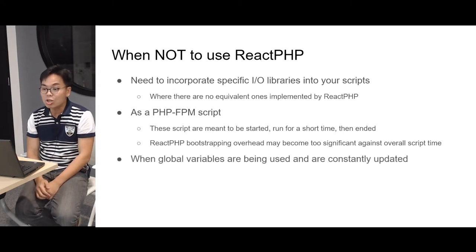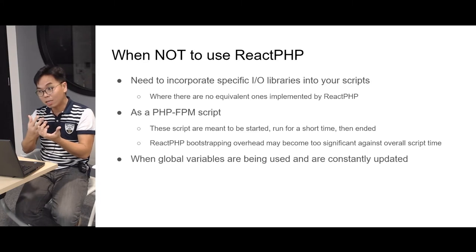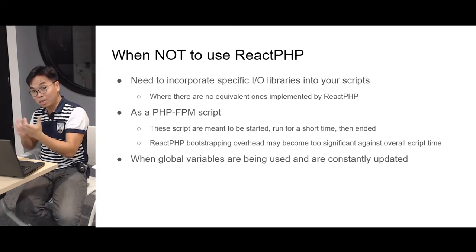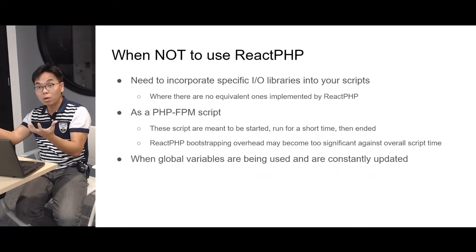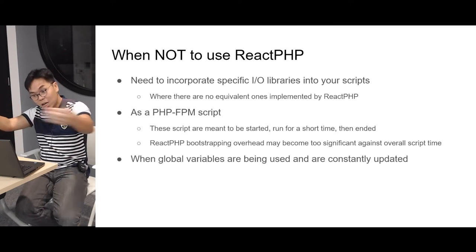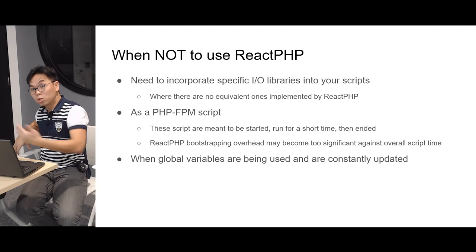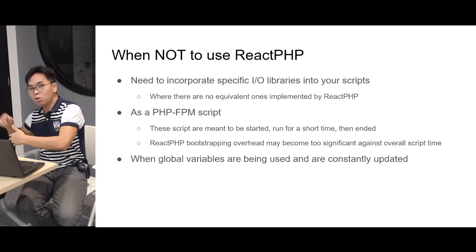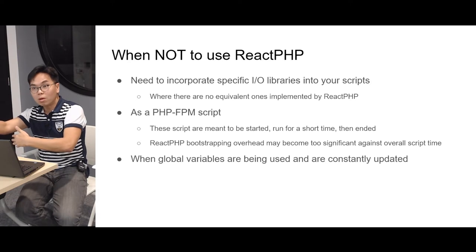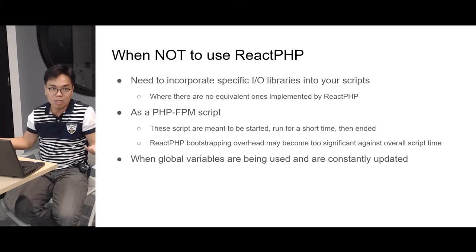Also, don't use it when global variables are being used and constantly updated. Let's say you are using ReactPHP to write a long running process, maybe a web server. When a request comes in, the way you code your application service using ReactPHP is that you use a lot of global variables. This request comes in, and when you serve it, you update a global variable's value. When a second request comes in, the first request has not ended. It may be making some blocking IO calls, so it's waiting. So ReactPHP services the second request, and you write to the same global variable. So when the first request comes back, this variable has changed. So it won't work that way.